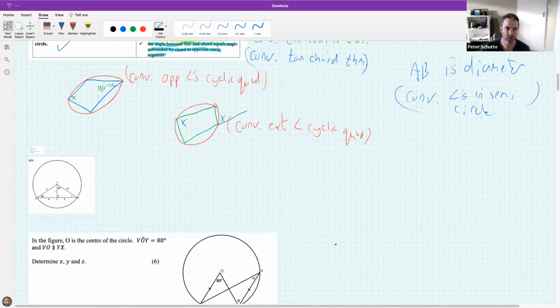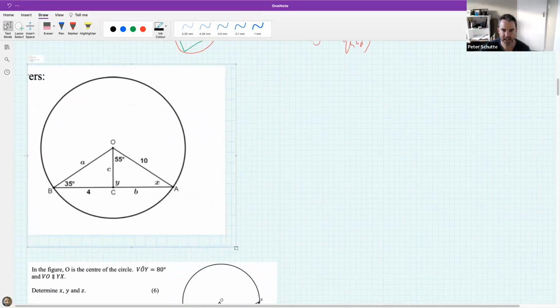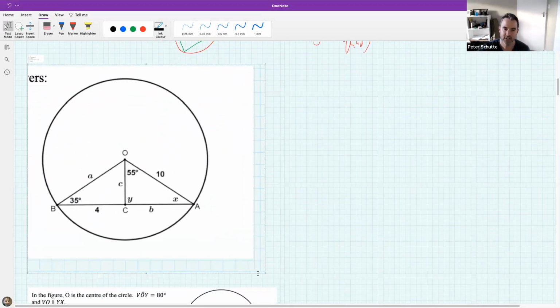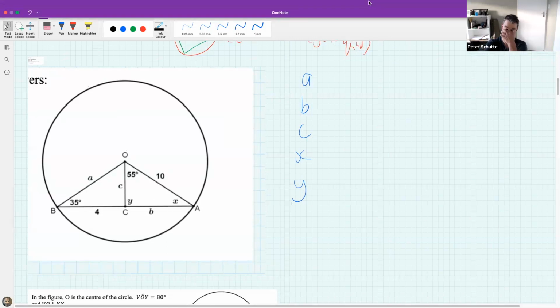Before we can get to those questions, let's just start with a warm-up. And so here is the warm-up for today. I want you to find me the values of A, B, C, X, and Y. And you do them in whatever order makes the most sense. See if you can find A, B, and I'm going to get some water and turn the lights on.